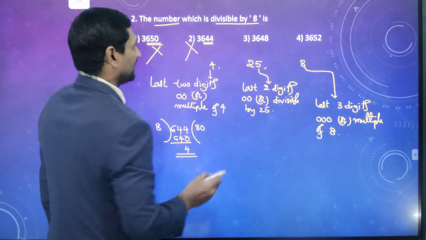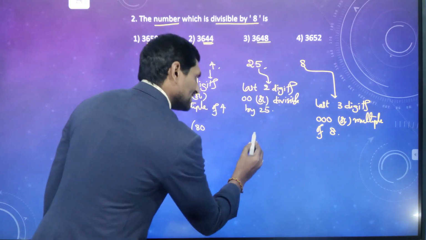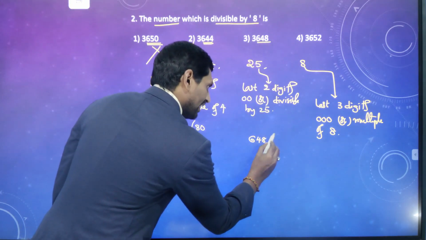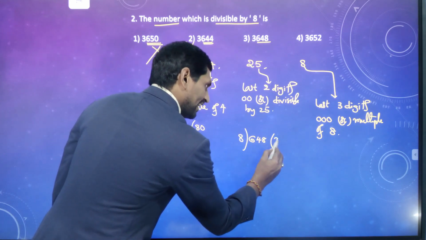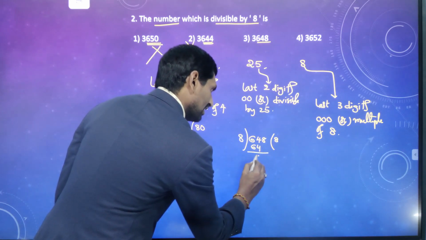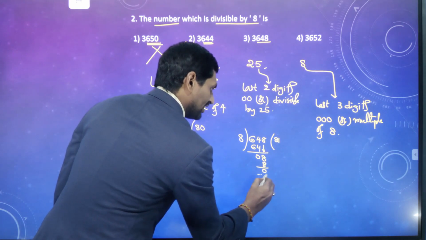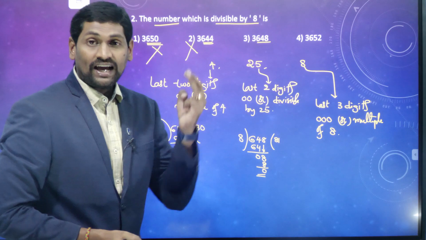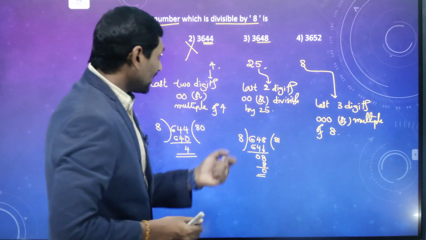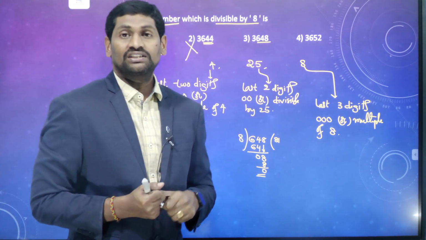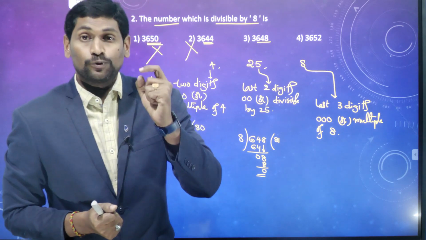Coming to option number 3, 648. Yes, it is exactly divisible by 8, because 8 8s are 64 and 8 ones are 8. So without leaving a remainder, the last three digits 648 are exactly divisible by 8. That means the last three digits are a multiple of 8.